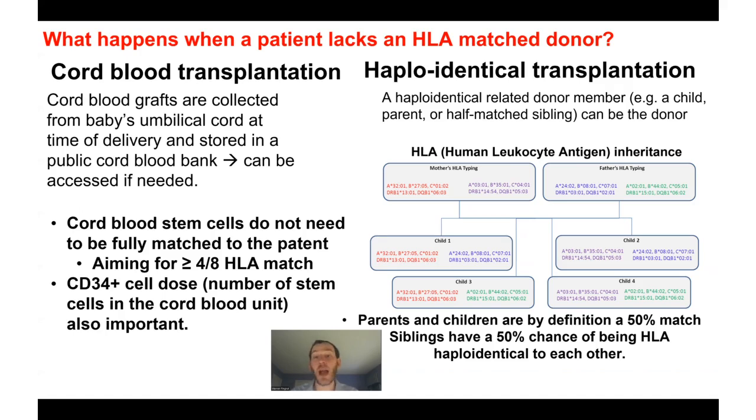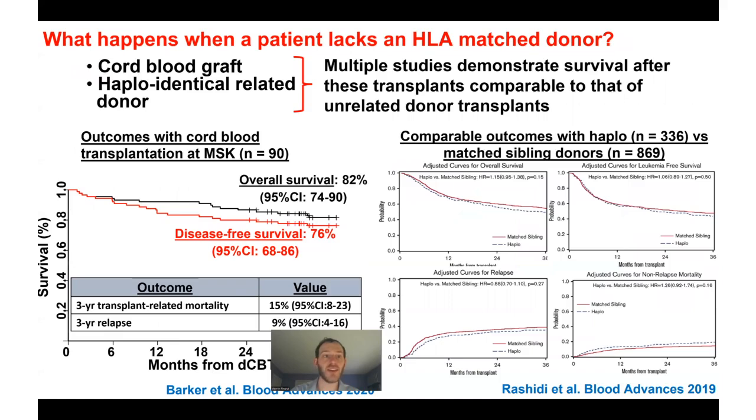Another option is haploidentical transplantation, where a haploidentical related family member, for example, a child or a parent or a half-matched sibling, can be the donor. By definition, parents and children are a 50% match, and siblings have a 1 in 2 chance of being haploidentical to each other, a 1 in 4 chance of being a full match, and a 1 in 4 chance of not matching at all to each other.